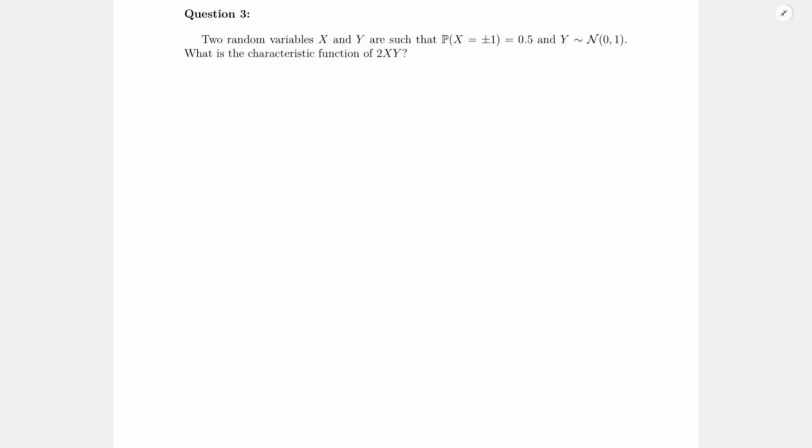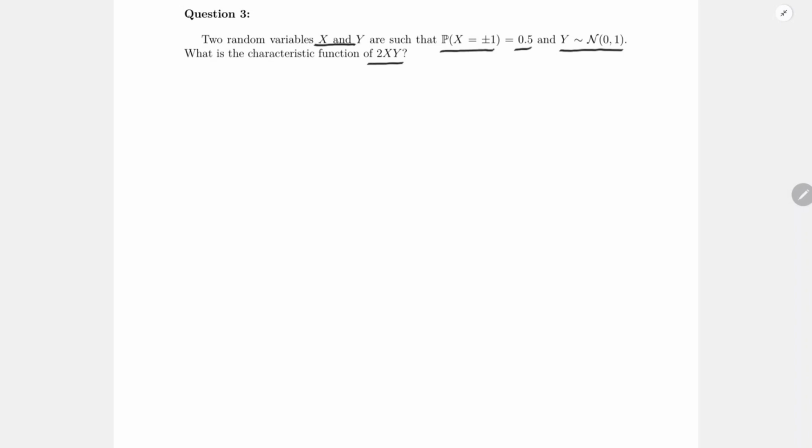In this video, we are going to find the characteristic function. The question says two random variables X and Y are such that the variable X takes two values, plus 1 and minus 1, with probability 0.5 and 0.5, and Y follows a normal distribution with parameters 0 and 1. Then what is the characteristic function of 2XY?